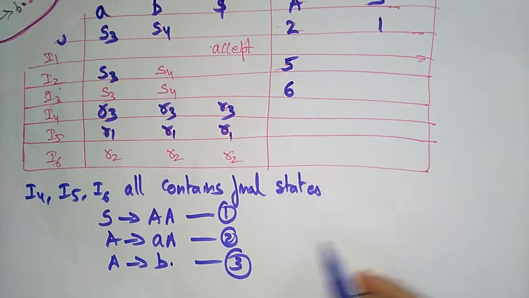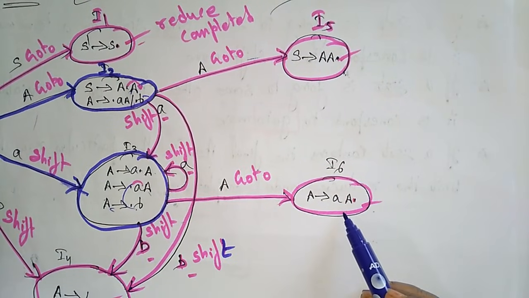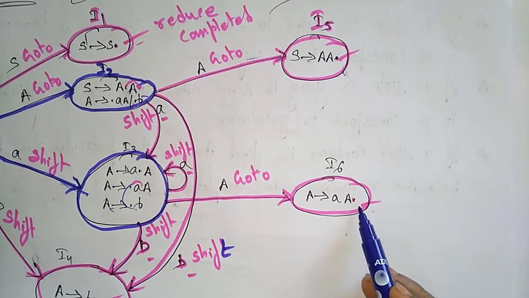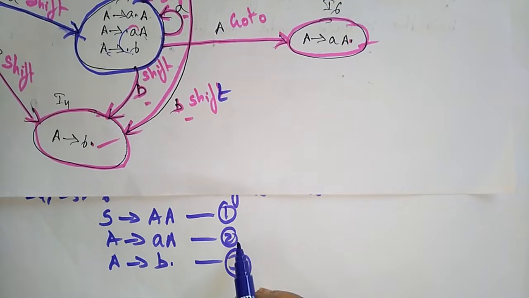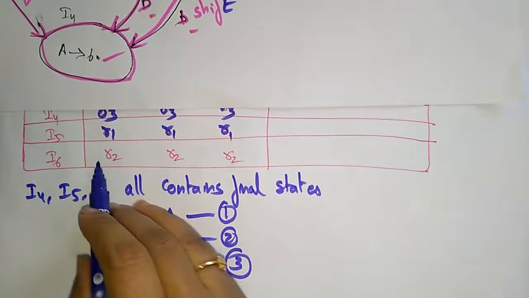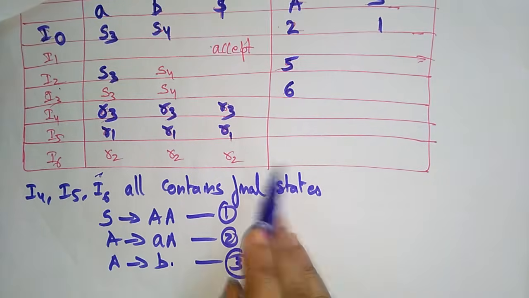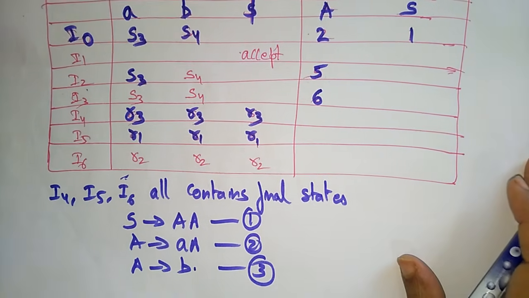Now coming to I6. I6 contains the final item which derives A determines AA dot. And which production is this? A determines AA, the second production. So in place of I6, write R2, R2, R2, R2. So this is how you are going to construct the parsing table.